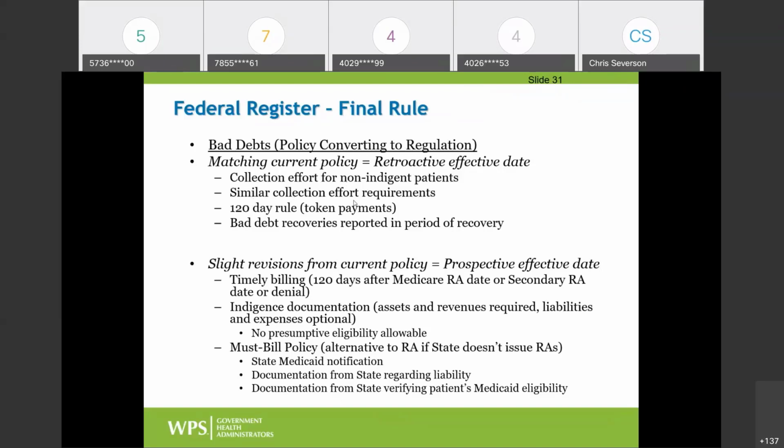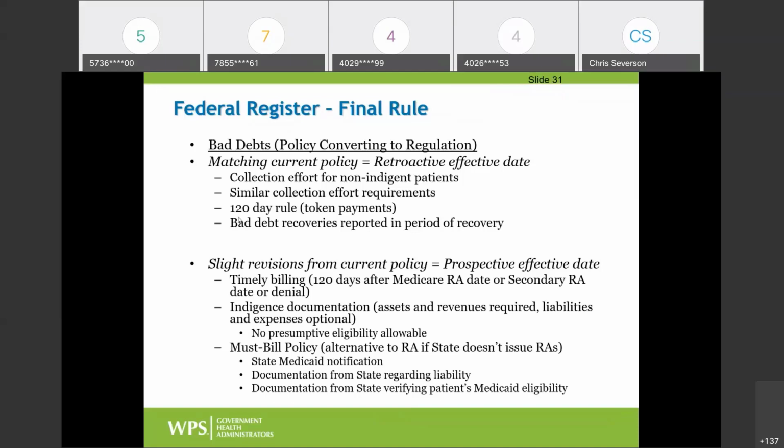Similar collection effort between Medicare and non-Medicare for certain classes of bad debts. In other words, dollar amount classes. If they went through one stage of collection effort for Medicare, then they should go through the same collection effort for non-Medicare or vice versa.